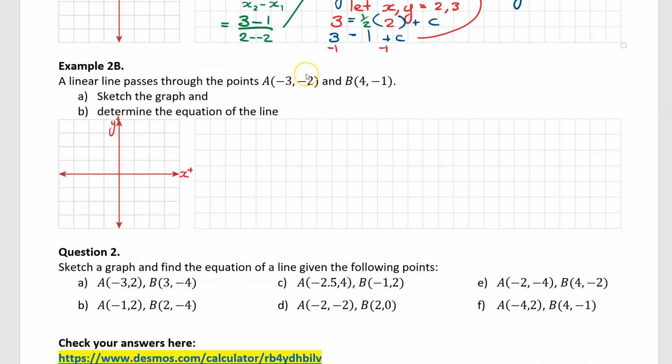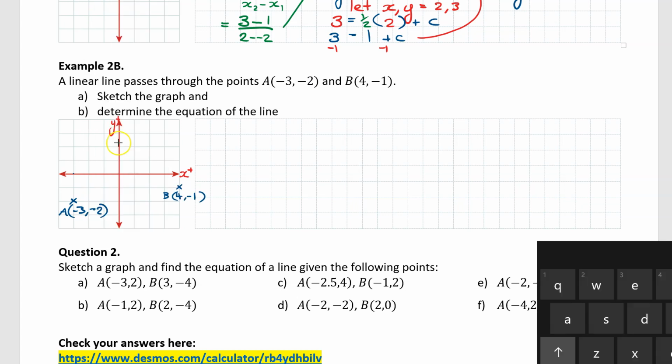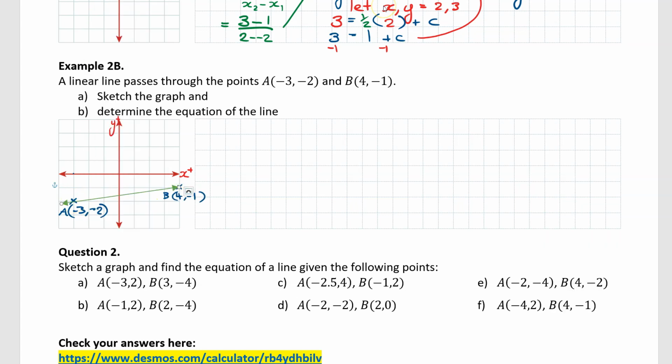In example 2b, we've got points a and b: -3, -2, and 4, -1. Plotting these, -3 is back here, then down to -2, so that's a. Then b is 4, 1, 2, 3, 4, and then down 1. Alright, cool. Now, we're going to follow the same process as we did before.